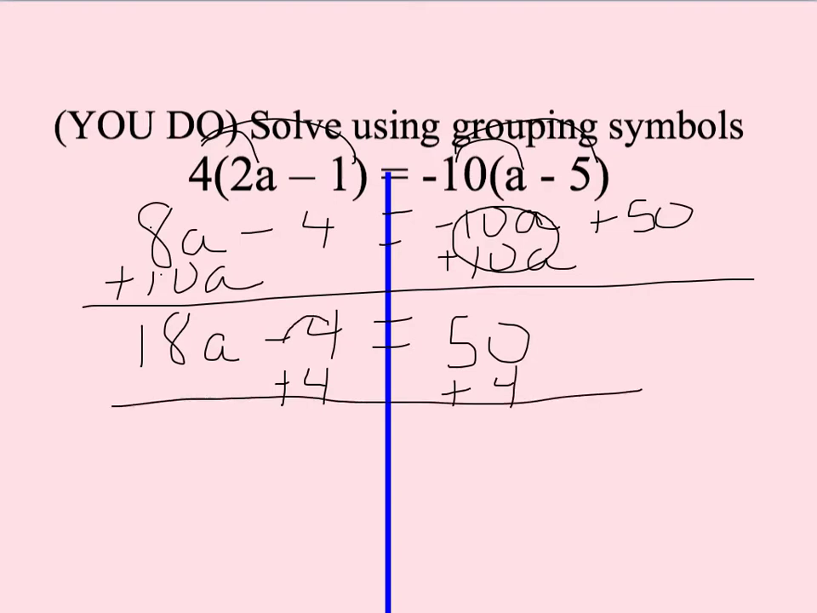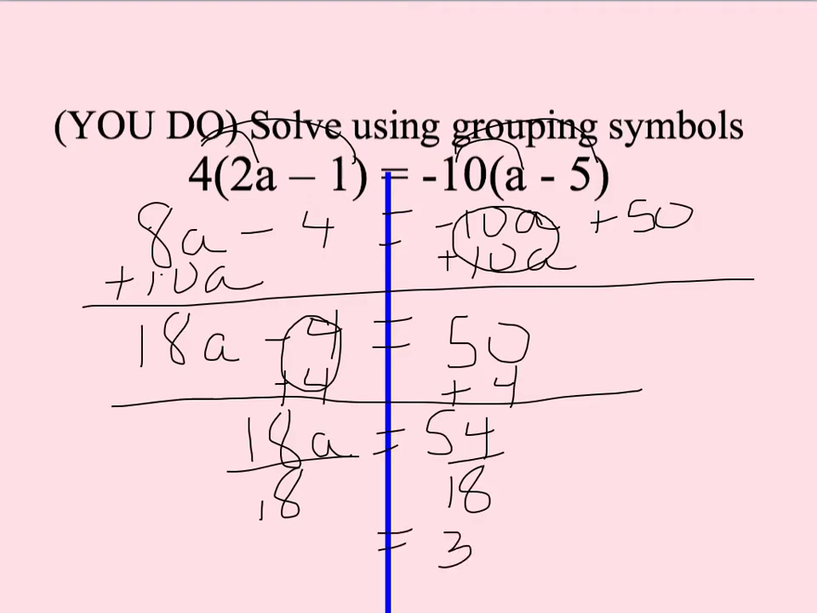Okay, this becomes 0, and I have 18a equals 54. Okay, the final step, I have 18 times a, so I want to divide by 18 on both sides. And 54 divided by 18 is 3. So now I have a equals 3.